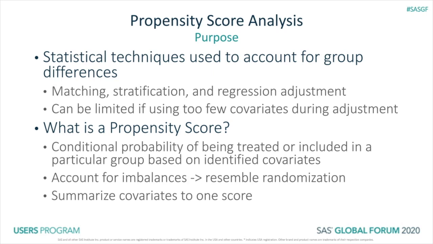A conditional probability of being treated or included in a particular group based on identified covariates is what makes up their propensity score. Propensity scores also do a great job of accounting for imbalances within the different treatment groups, which tends to resemble randomization. It's basically called a pseudo-randomization technique. And in essence, what a propensity score ends up doing is summarize the covariate effects into one score that you can then add back into the model to help control for that lack of randomization.